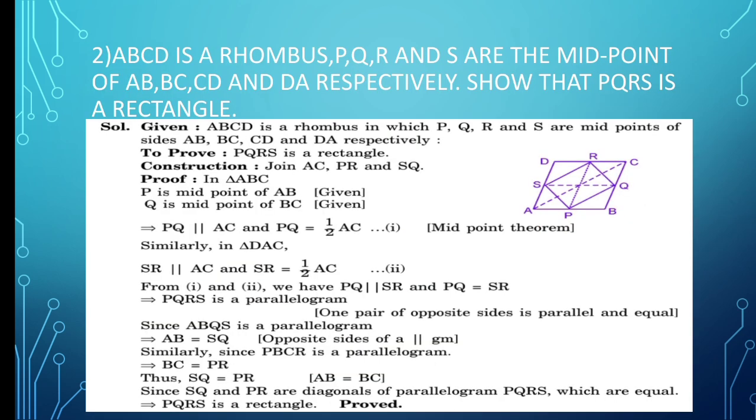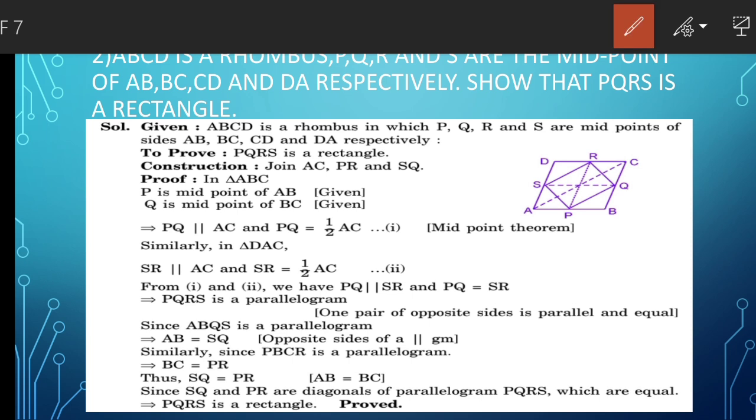Now move on to the second sum. Now the second sum, the question says ABCD is a rhombus. P, Q, R and S are the midpoints of AB, BC, CD and DA respectively. We have to show PQRS is a rectangle. So in this sum, ABCD is a rhombus that is given. So we can use all the properties of the rhombus, and we have to prove that PQRS is a rectangle.